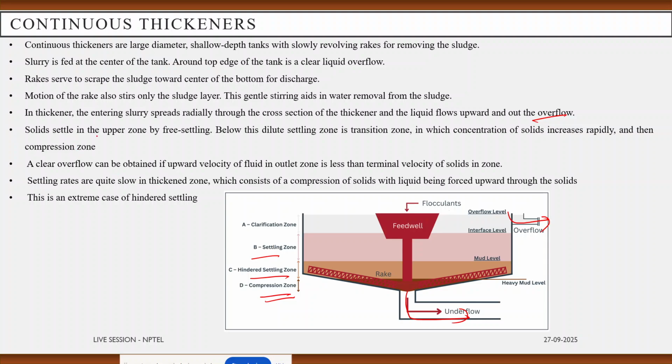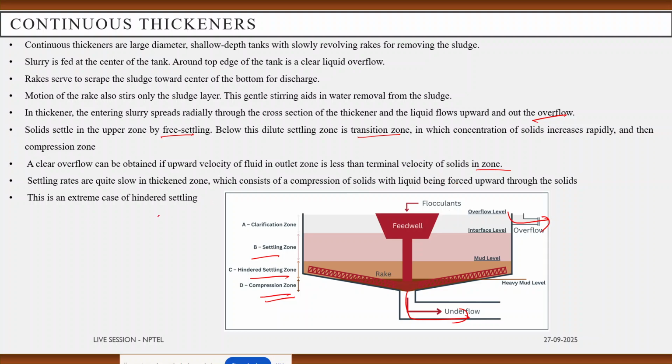So the solid settles down over a period by free settling. Below this dilute settling zone, there is transitional settling where the concentration of the solids increases rapidly, and then the compression zone. A clear overflow can be obtained if the upward velocity of the fluid in the outlet zone is lesser than the terminal velocity of the solids in the zone.